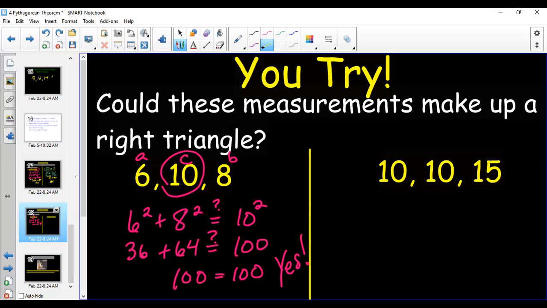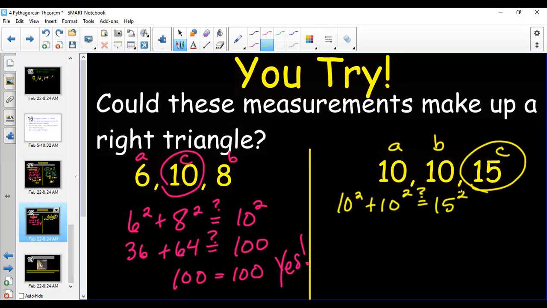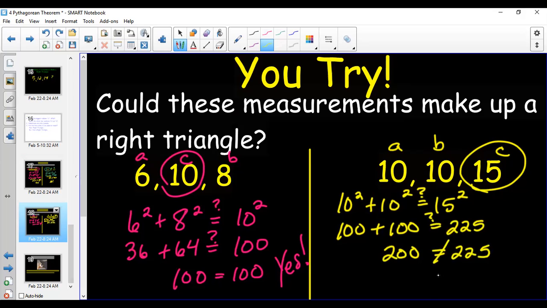All right, let's try one last one here. We have 15 needs to be our C. The other two are A and B. So 10 squared plus 10 squared. Does that equal 15 squared? Well, 10 squared is 100 plus another 100. 15 squared is 225. Well, that's 200. Does not equal 225. So this would be a no.